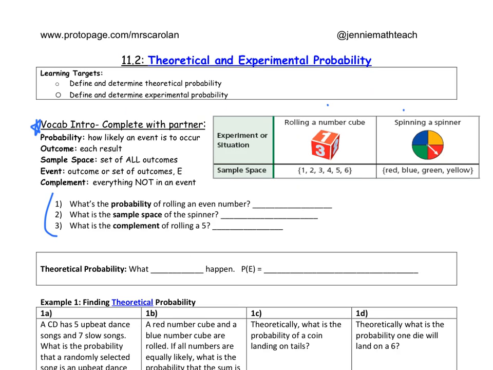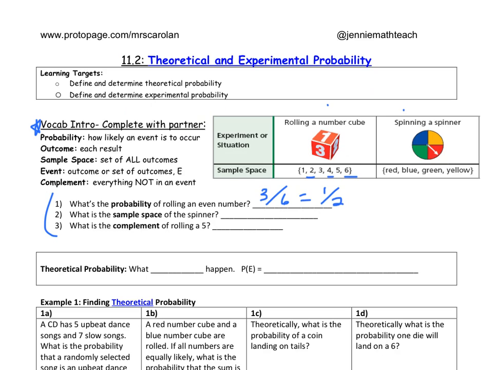So if you tried these, the probability of rolling an even number on the number cube, even numbers are 2, 4, and 6. So there's 3 even numbers out of the 6 numbers on the cube. And then we reduce that to 1/2.